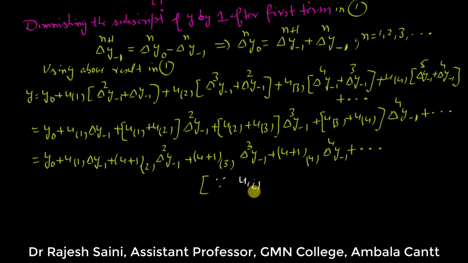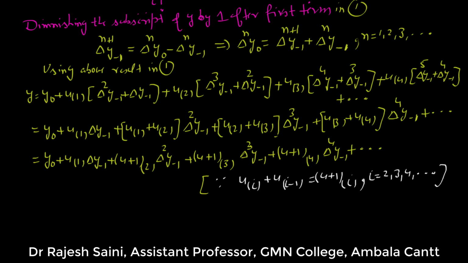u subscript i minus 1 is equal to (u+1) subscript i, and here i is running from 2. When you put 2, it will be 1. So i is running from 2, 3, 4 and so on. Fine.